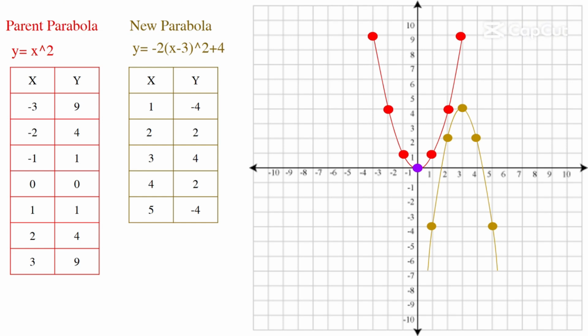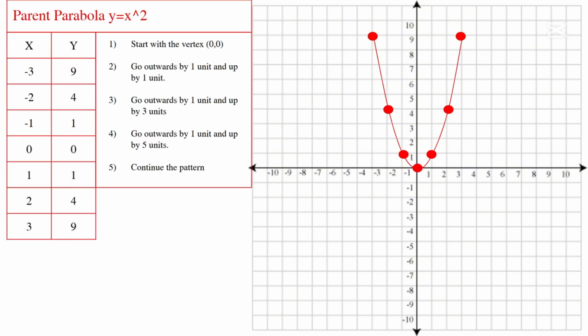Alright, so in today's video, we will be going over how to go from a parent parabola to a new parabola with any equation you can get, but we're going to be using this specific equation for now. Y equals -2(x - 3)^2 + 4.